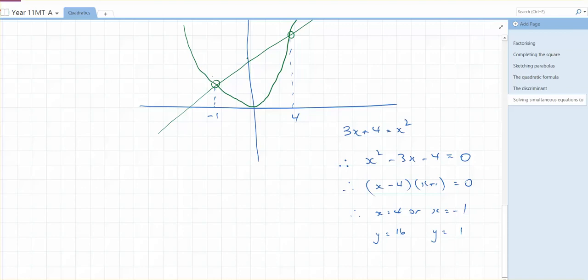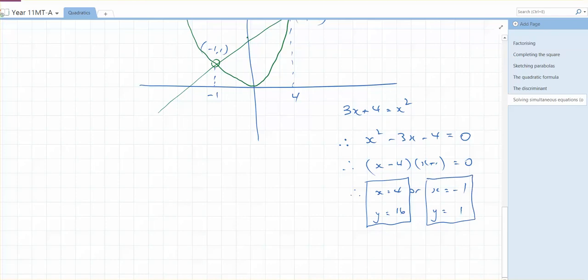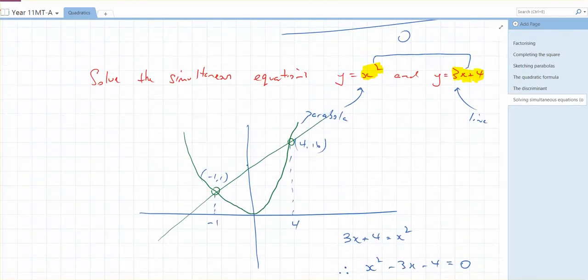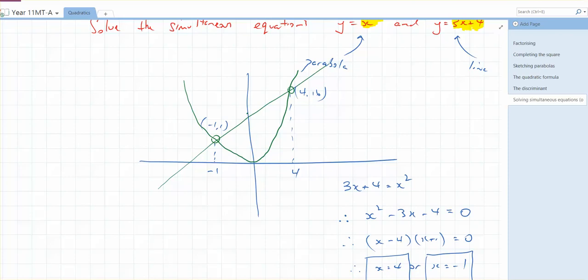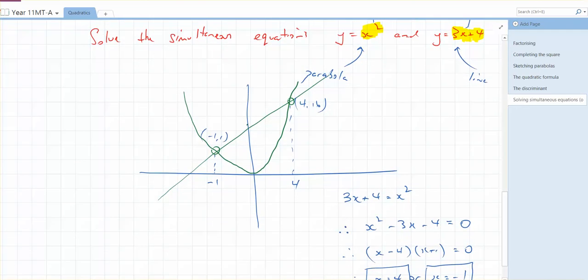So this is the point minus 1, 1. And this is the point 4, 16. They're my 2 points of intersection, and so they're my two solutions: x equals 4, y equals 16, or x equals minus 1, y equals 1. And that's the method for solving two equations simultaneously, where one is quadratic and one is linear. And on this occasion, there are two solutions, but there could be one, there could be 0, and that will just depend on the nature of these equations.